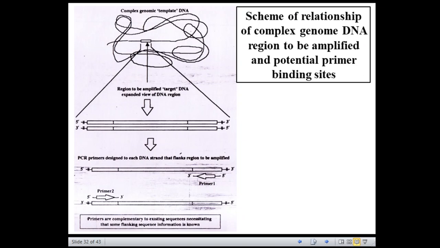And this is usually optimized for the magnesium concentration, that is in the range of 0.5 to 5 millimolar. This is a very critical component of the PCR reaction.